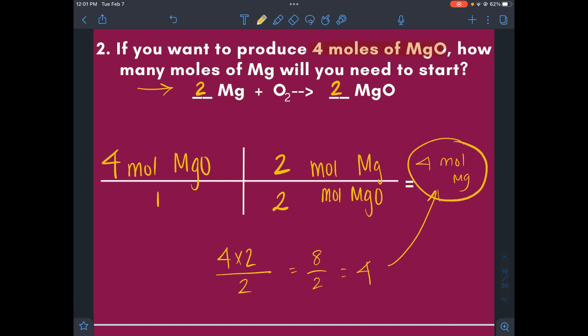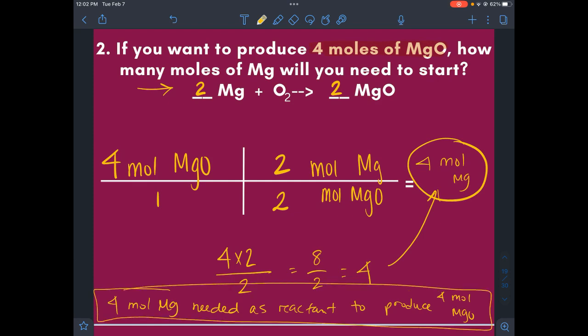Okay, again, if we put this into a thought about what's really happening, what this tells us is that 4 moles of magnesium were needed as a reactant to produce what it gave us to start with, 4 moles of magnesium oxide. That's what the problem had told us. So that's, again, a sentence explaining what happened.